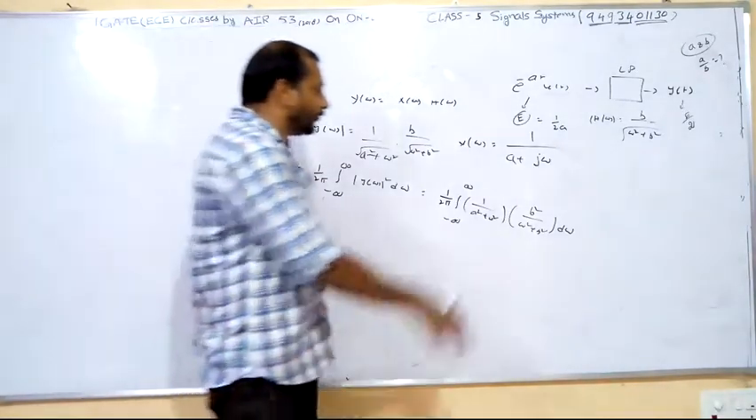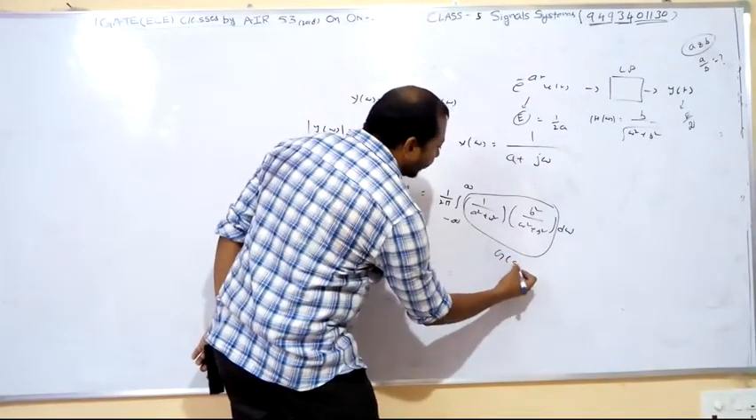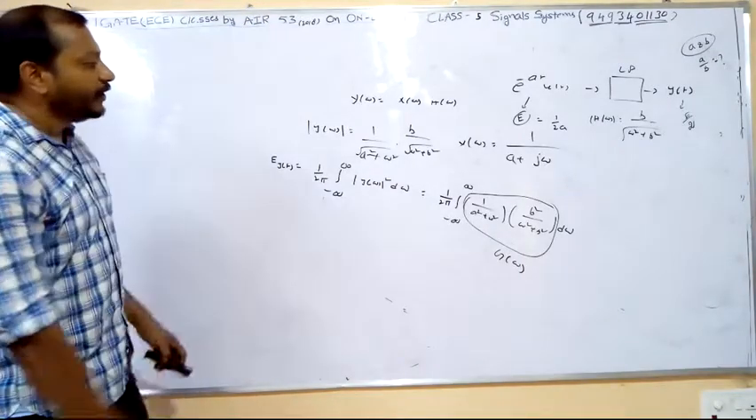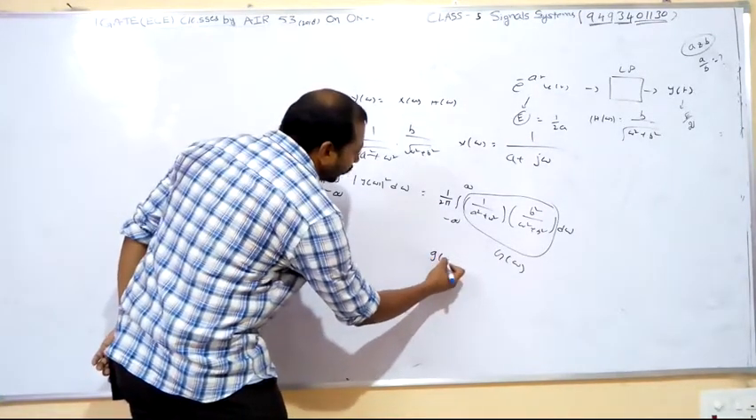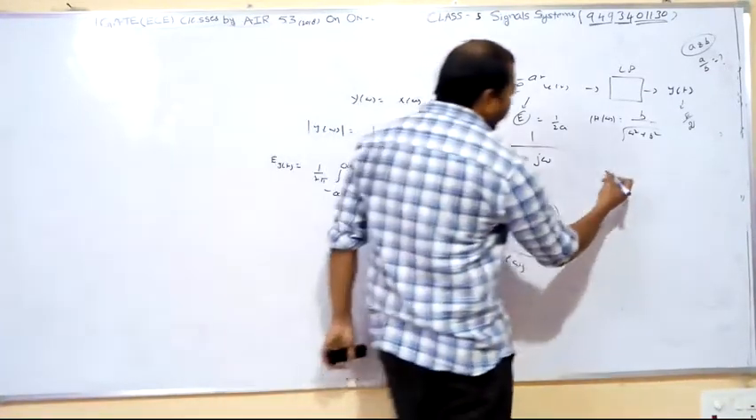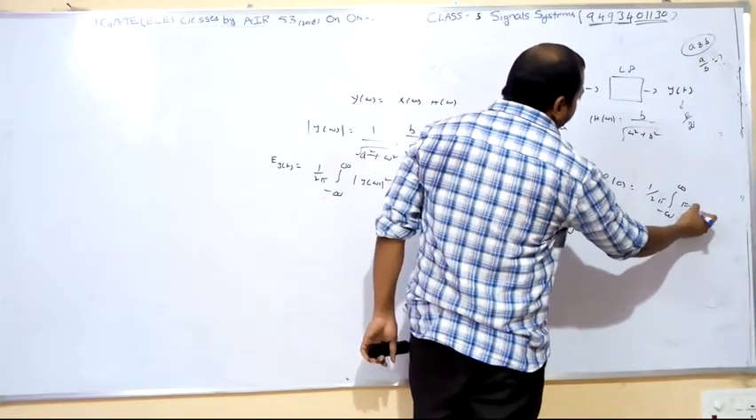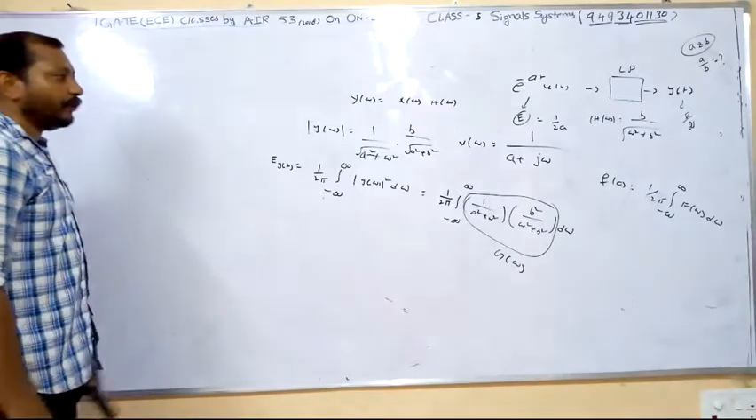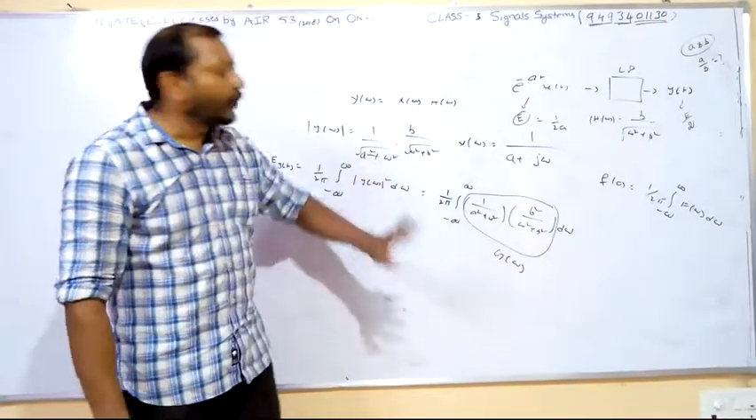Now listen, observe this. Consider this total as a single function, some g of omega. This value is 1 by 2 pi times the integration from minus infinity to infinity of g of omega d omega, which is simply g of t at t equal to 0 only. That is the area property: f of 0 is equal to 1 by 2 pi integration from minus infinity to infinity of F of omega d omega. Not a new thing here. If you are in a position to calculate g of t by substituting t equal to 0, directly you may get the value.